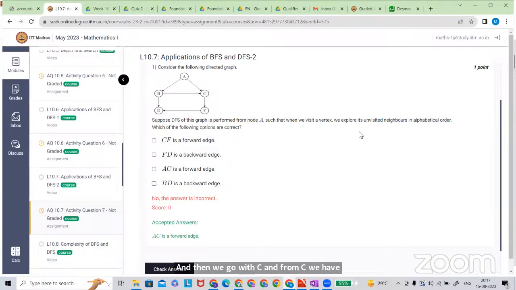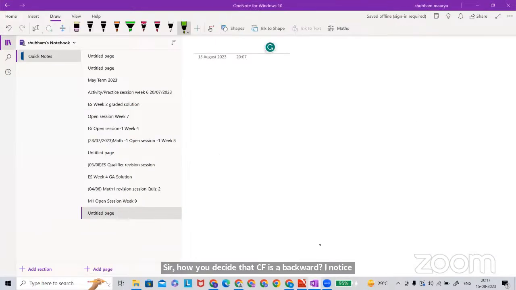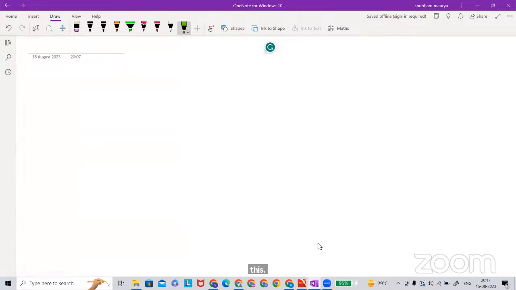Alphabetic order we want. But sir, DFS travels to the end of the path, no? Sir, how do you decide that CF is a backward edge? I just need a minute to understand this. Sir, we do not go through CF and we only say that CF is backward. Why, sir? Let me write here.